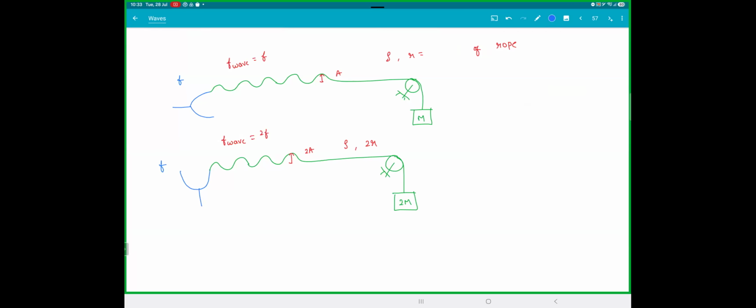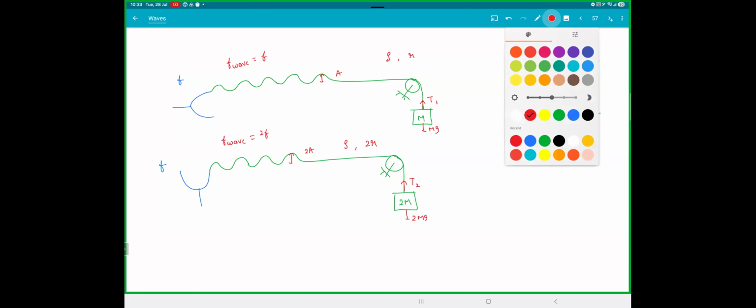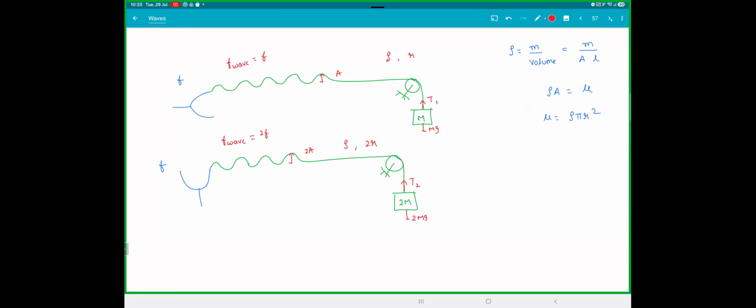Second thing, rho is nothing but mass by volume. Volume is nothing but area into length, so mass by length is mu. So rho into area is equal to mu, and that is nothing but rho into pi r square. So that is the relation for mu. They don't have the same mu. And second thing, in the string, if this is tension, this is mg. This is tension, this is 2 mg. So they don't have the same tension. So tension is different, amplitude is different, frequency is different, mu is different. Nothing is the same there.